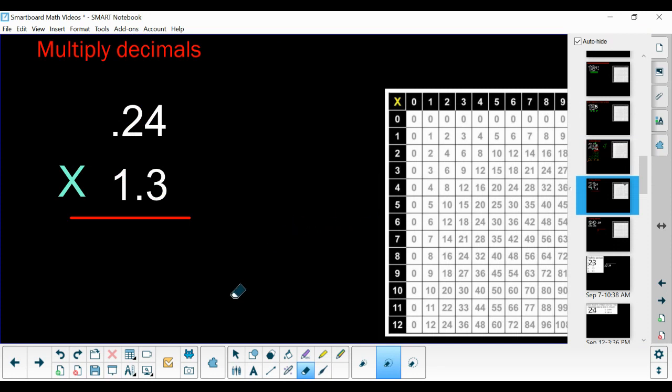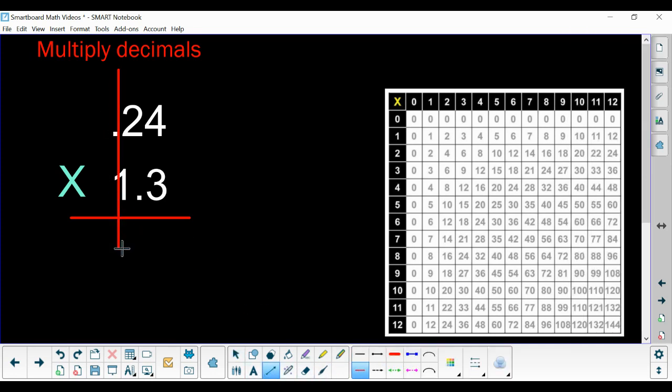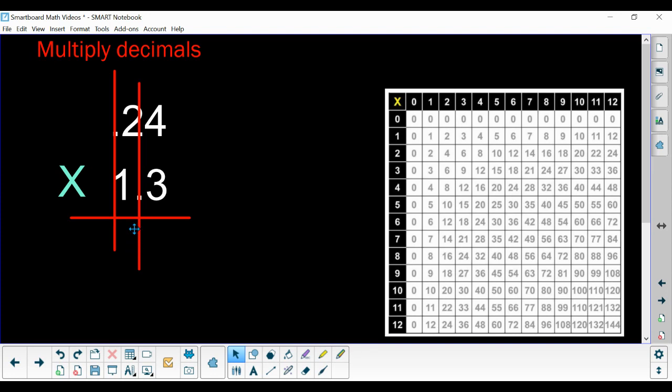Here's another example, but this time the decimals are not lined up. All right, so here's a decimal going here. Here's the other decimal. Is that a problem? No, it's not. Not when you're multiplying. That's perfectly fine.